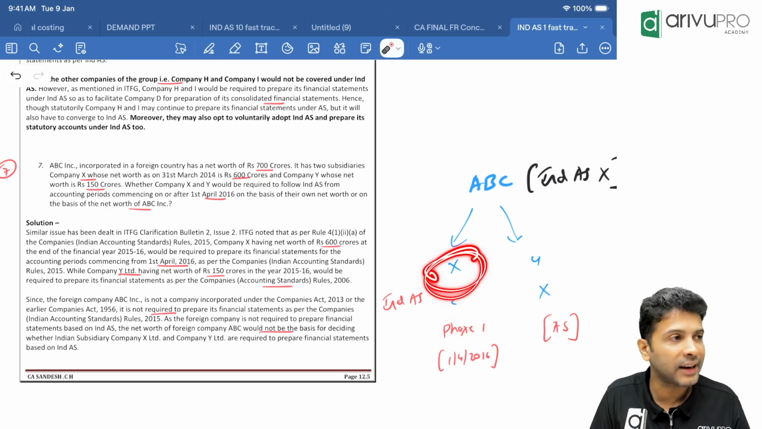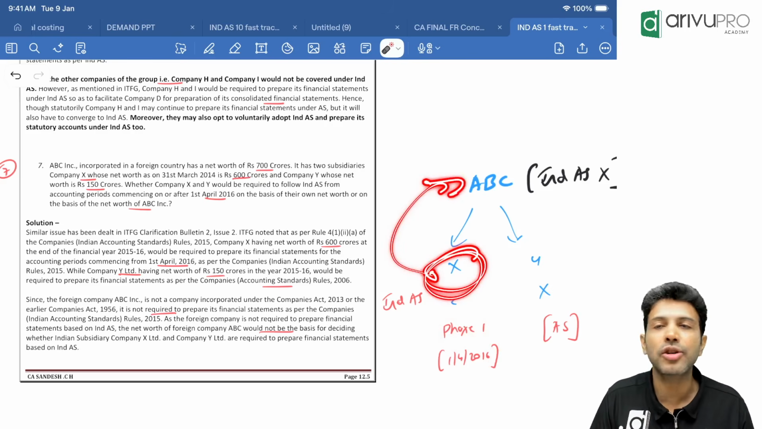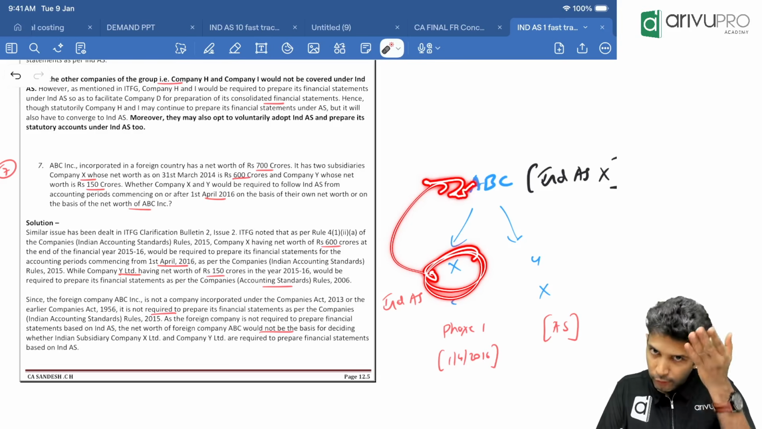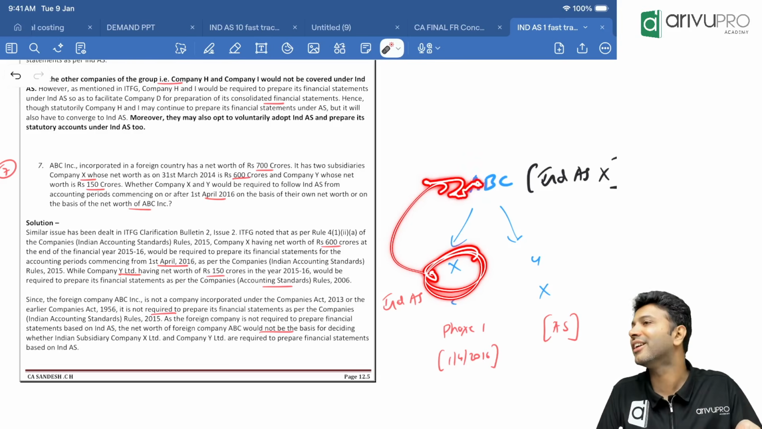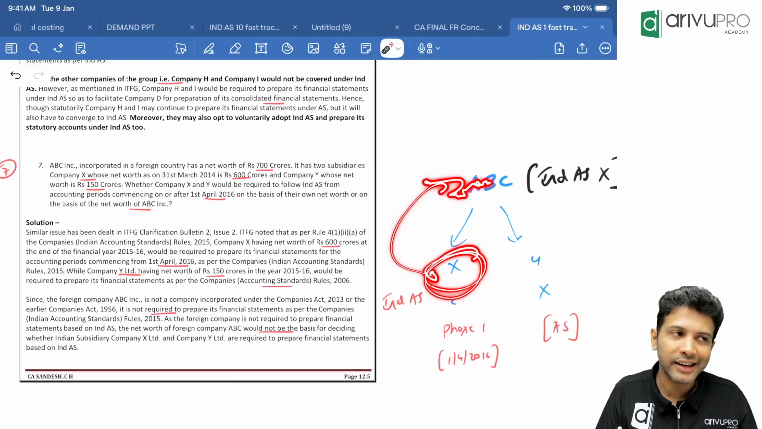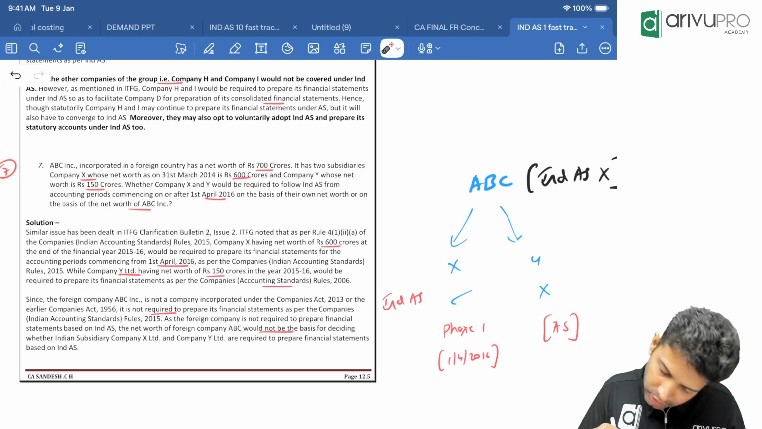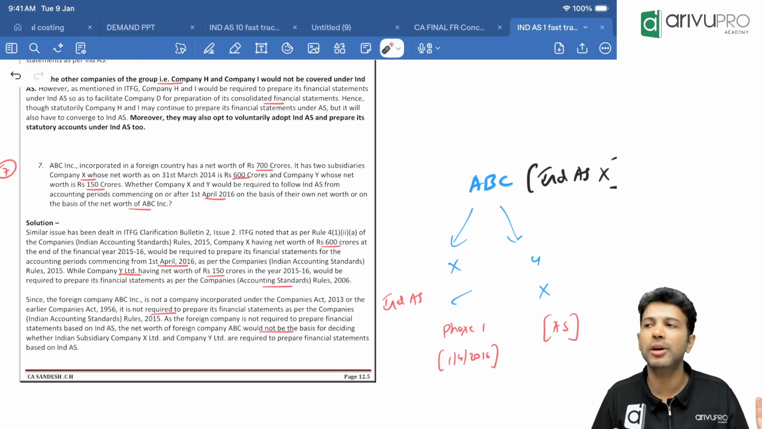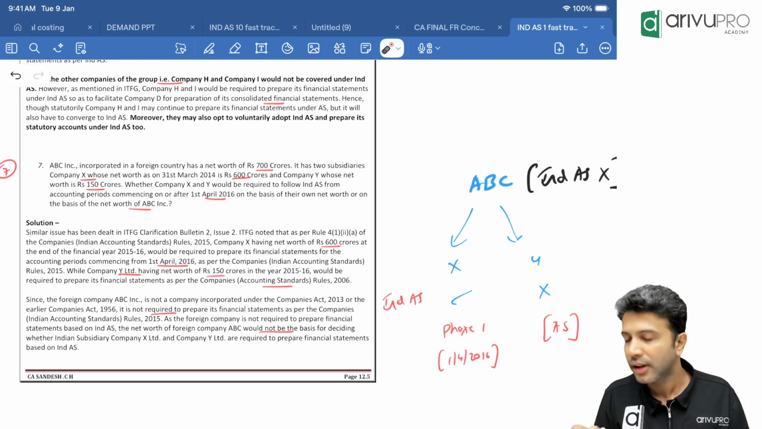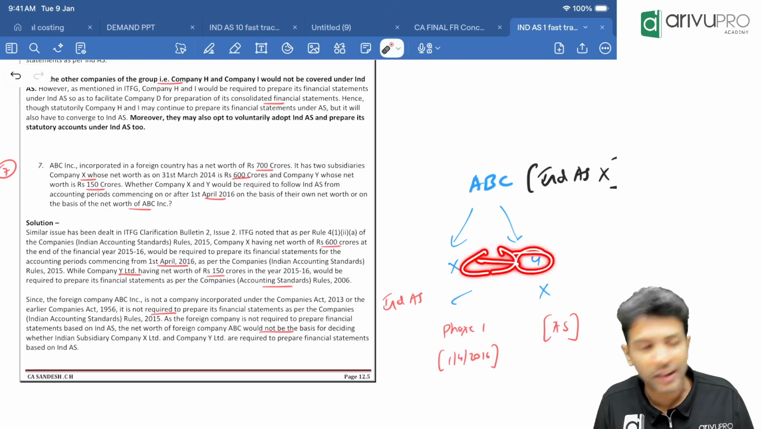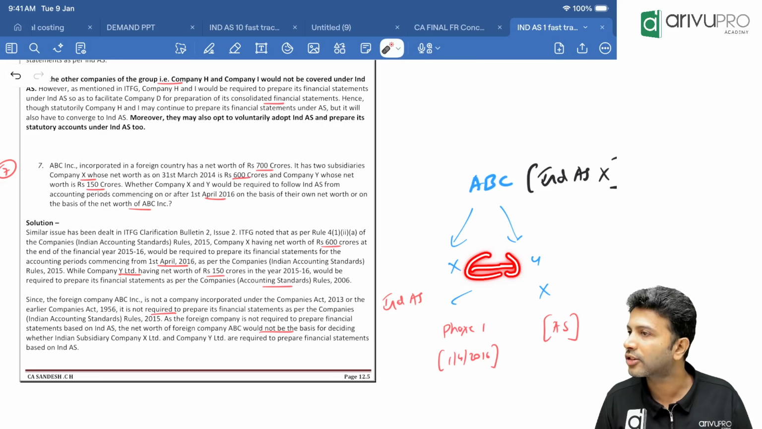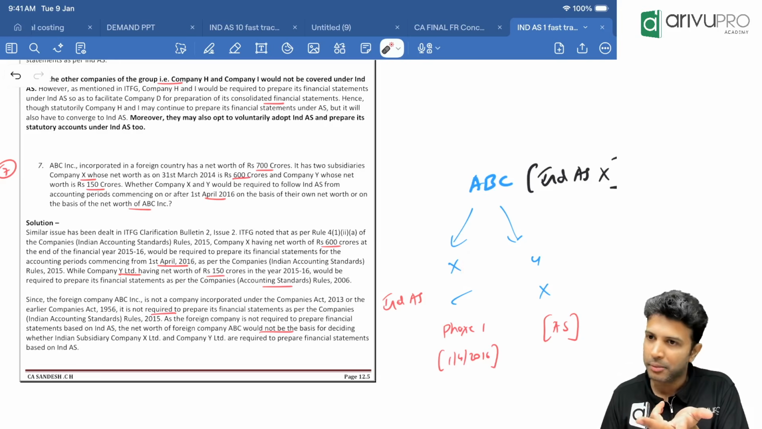Ideally, if you are applying Ind AS, your parent also has to apply Ind AS. But for your parent to apply Ind AS, it should be an Indian registered company. Is your parent an Indian registered company? No. So ABC will not apply Ind AS. Even this family rule will not be applicable to them because it's a foreign company. And Ind AS is applicable to a fellow subsidiary? Y is a fellow subsidiary or co-subsidiary. Will it be applicable? No.